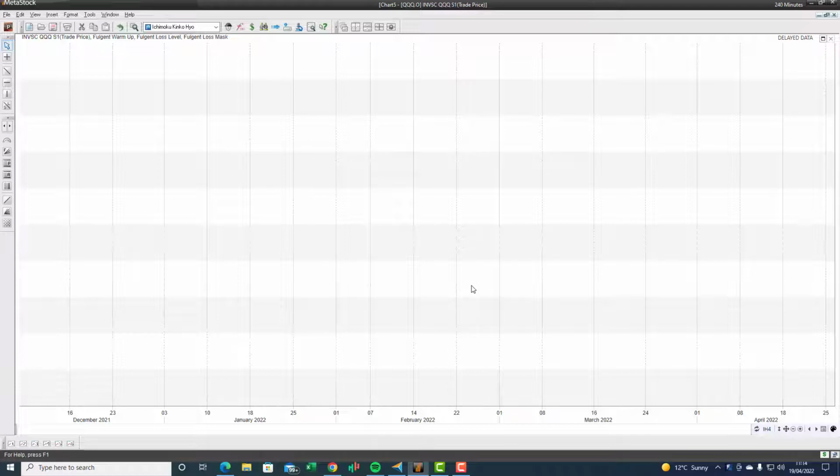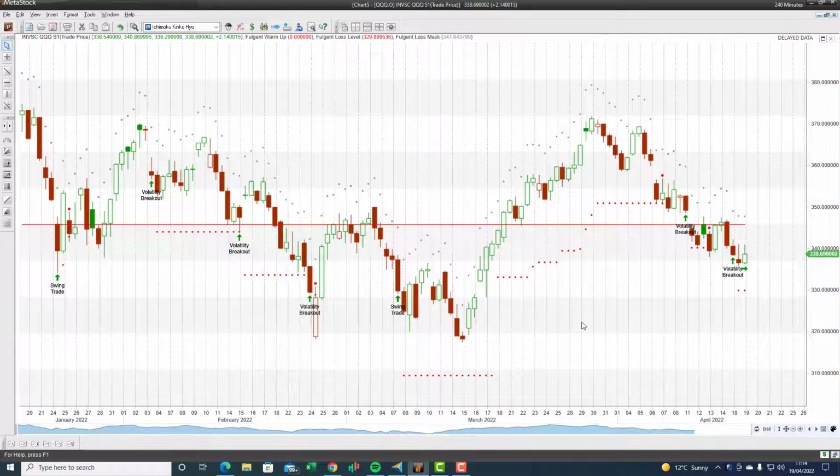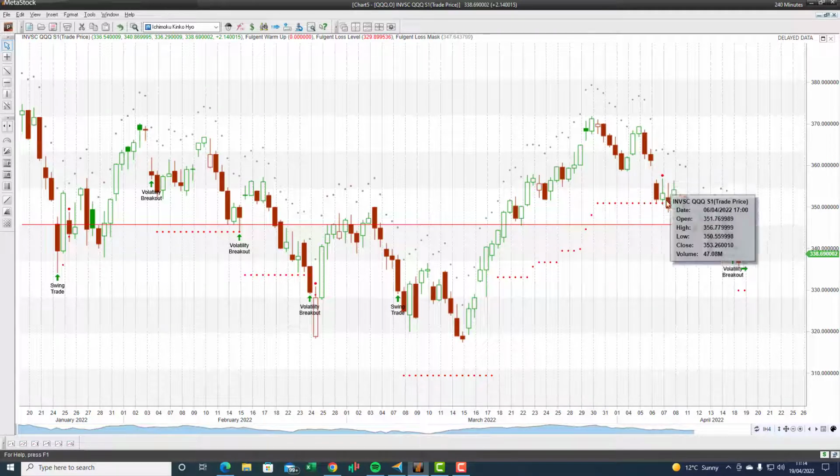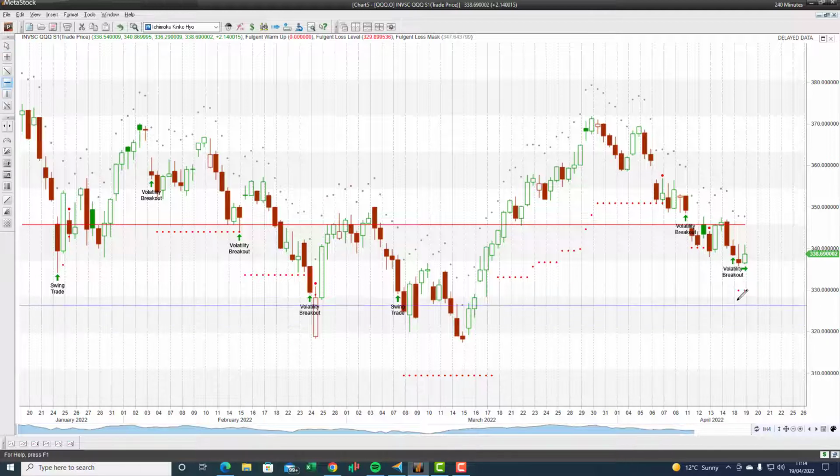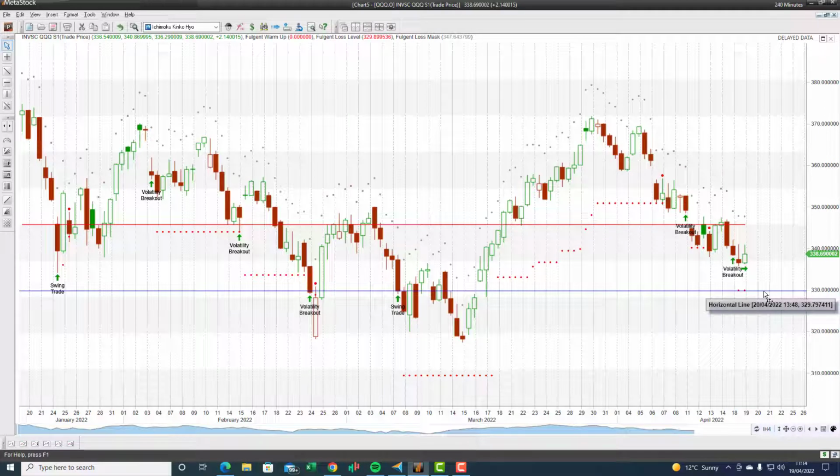couple of seconds to load. There we go. So we had a lovely swing trade here in March. That one worked out beautifully, captured most of that move there, and then eventually took profits off the table when the AI exited the long, then generated a volatility breakout. That hit the stop loss pretty quickly, and we've got a new volatility breakout there with a very wide stop loss here at 330 or 329 basically. So that is the current volatility breakout signal on the QQQ on the 4-hour chart.